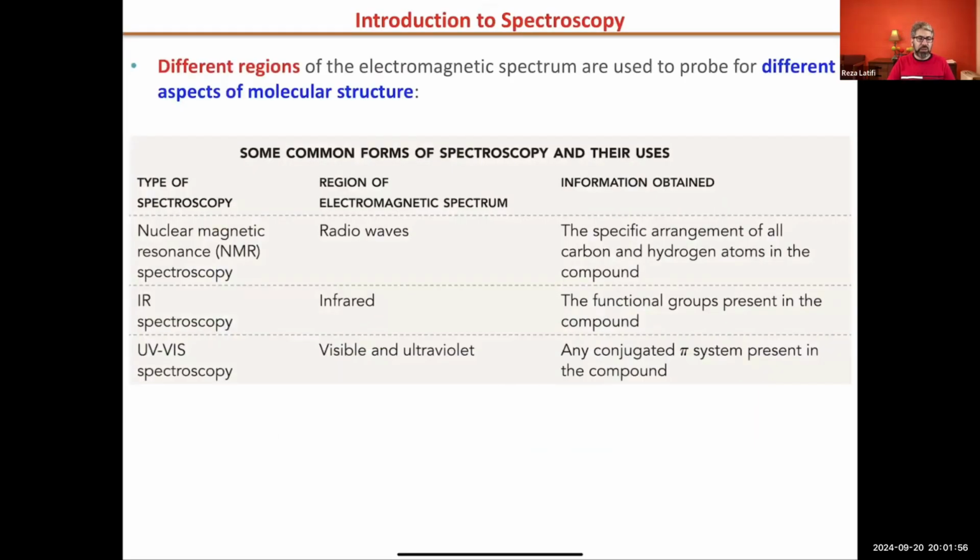Okay, so as I said, if you want to know whether, for example, nitrogen is attached to two hydrogens and a carbon, or carbon is attached to two hydrogens and nitrogen is attached to only one hydrogen, the technique that you can use is NMR. Nuclear magnetic resonance is going to tell you how many hydrogens are attached to carbon or nitrogen. If you want to know the functional group, you will use IR.